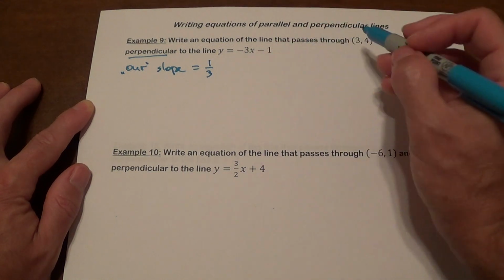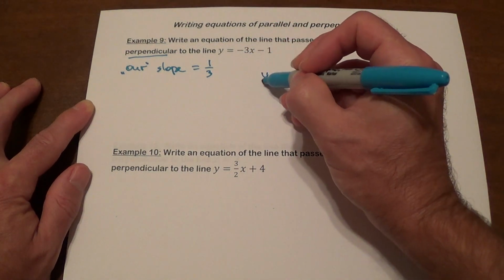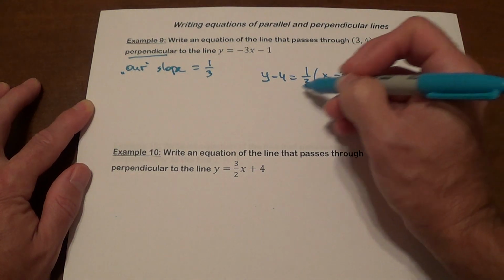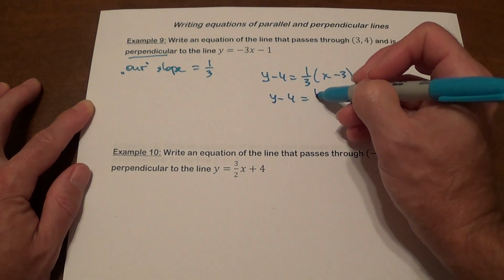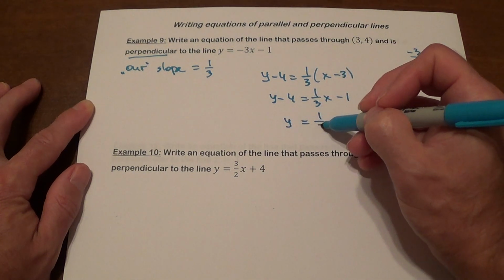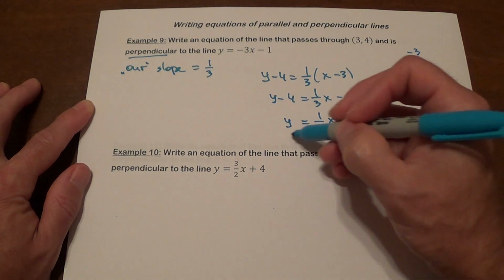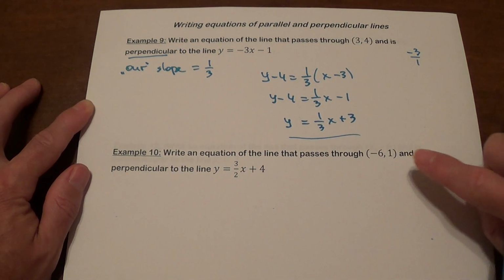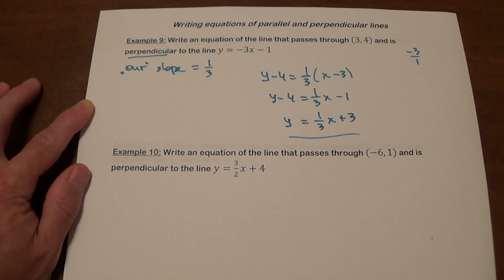So now you have a point and the slope. y minus 4 equals 1/3 times (x minus 3). y minus 4 equals 1/3 x minus 1. y equals 1/3 x plus 3. And we're done.